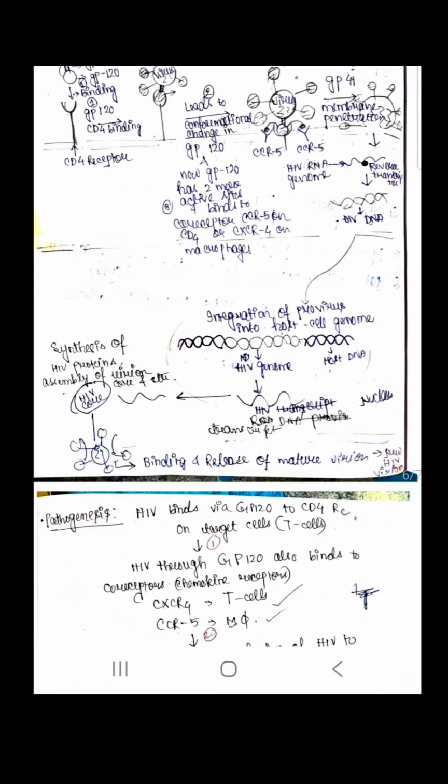And now what happens, this shows its real identity, its true face now comes out. So it leads to the conformational change. It had one hand with the help of which it had bound to the CD4 receptor. Now it has two more hands because now it has undergone a conformational change, and now GP120 has two more active sites. See, it has two more hands, and it binds to the co-receptor.